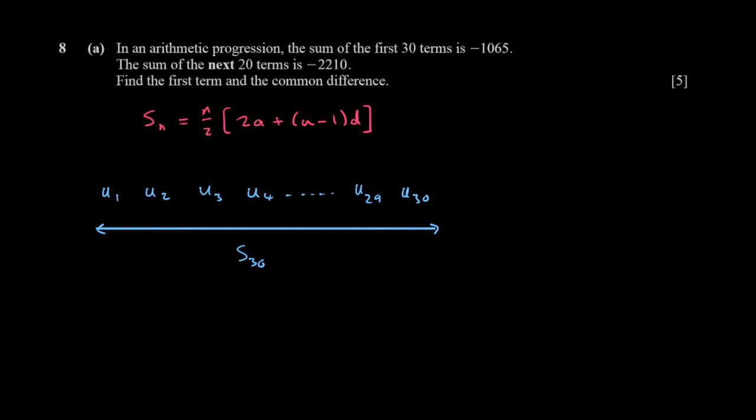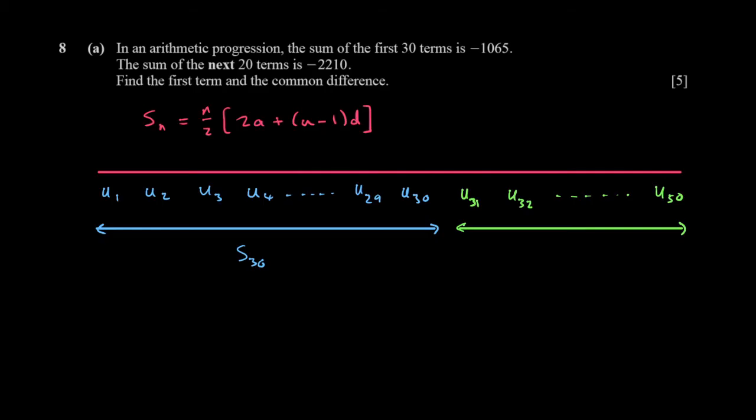But we're also asked to find the sum of the next 20 terms. So if we imagined it carrying on, we've got u31, the 31st term, u32, 32nd term, all the way up to u50, right? And so this here is what we're asked to find, the sum of the next 20 terms. Well, how could we do that? Well, what we could do is find the sum of the first 50 terms, so we add up all of those. So that would be S50. And then we subtract away from that the sum of the first 30 terms, right? So if we do the sum of the first 50 minus the sum of the first 30, we're going to be left with the thing that we want, which is the sum of the next 20 terms.